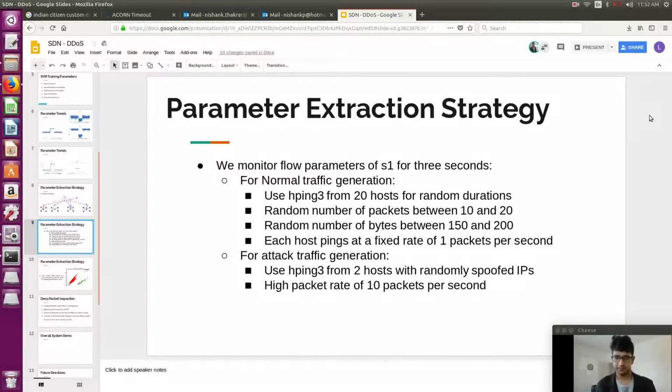using hping3 with a random number of packets and bytes, and every host pings at a fixed rate of 1 packet per second. Now, to simulate the DDoS attack traffic, we make use of hping3 again, but in this case, we make use of randomly spoofed IPs with a very high packet rate of 10 packets per second. In order to simulate the DDoS attack in a realistic manner, we make use of 2 different hosts and simulate the attack from them.